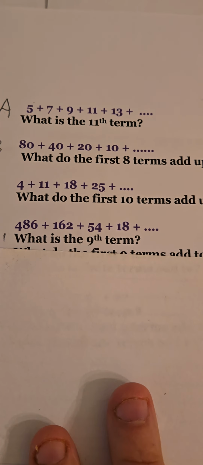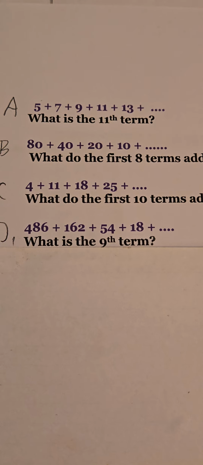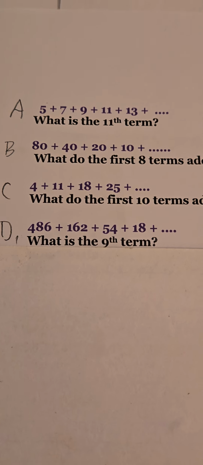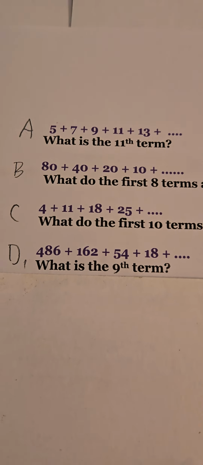All right, let's do D1. We're given a series. What is the 9th term? First thing, I ask myself, arithmetic or geometric? I say it's geometric because we're multiplying by a third. The other question is, what are they asking us? What is the 9th term? Not what do they add up to, but what is it?